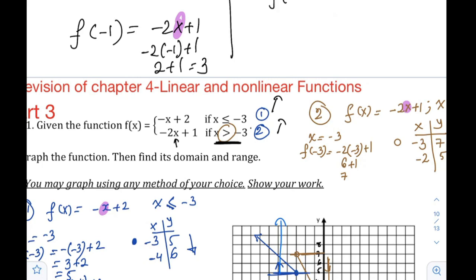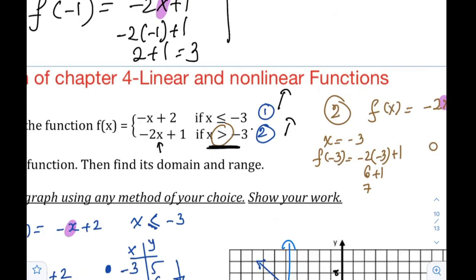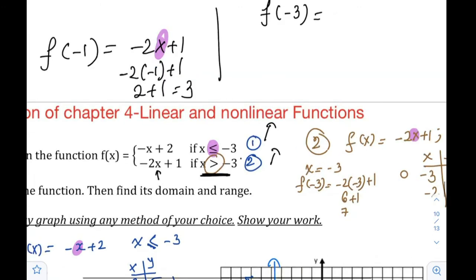What if you are asked to find f of minus 3? Where to replace? Minus 3 is included in the first piece but not the second one. Why? Because the first definition has x less than or equal to minus 3. So minus 3 is included in the first piece, not the second piece. So you should replace by minus x plus 2, taking the x and replacing it by minus 3. So it will be 3 plus 2, which is 5.